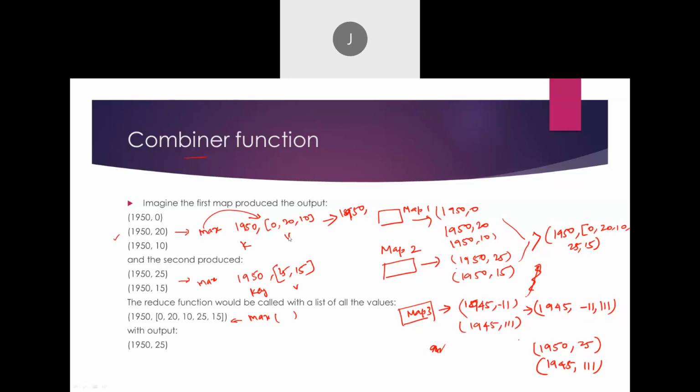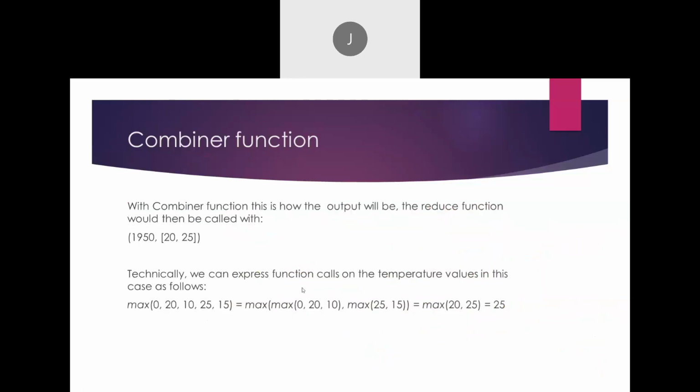Yeah, Malan, can you tell what is the maximum in this, 0, 20, and 10? Yeah, 20. So what is the maximum in this one? It is 1950, 25. Then these two will go for the reduce aggregation, which is 1950, 20 comma 25 list. Then it will give the maximum in this year, 1950 comma 25. Can you see what the reducer is doing? I will take a slide.